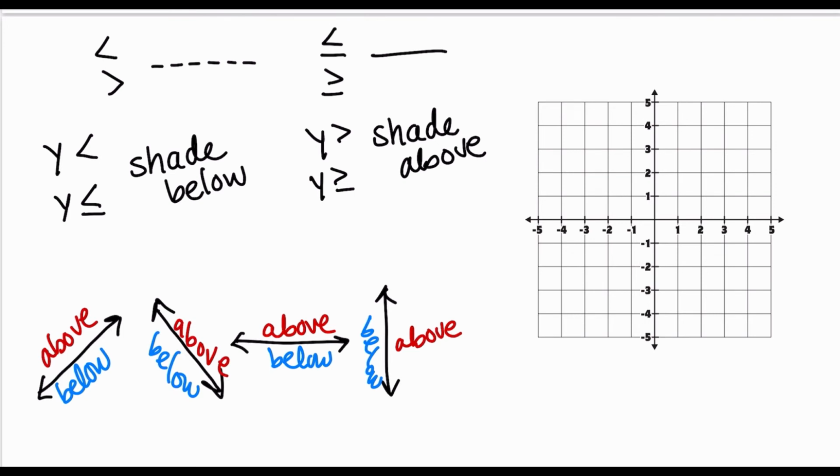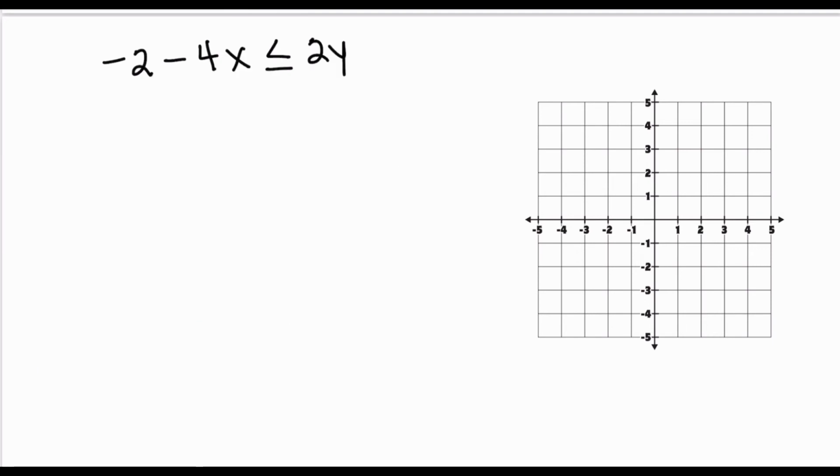And again, this idea of shading above and below is helpful if you don't want to test the point 0, 0. Testing the point 0, 0 is always going to help you figure out where you're going to be shading. This applies for the shading above or below as long as the y is on the left-hand side. If the y is not on the left-hand side, then you can't apply this. So let's go ahead and take a look at this problem.